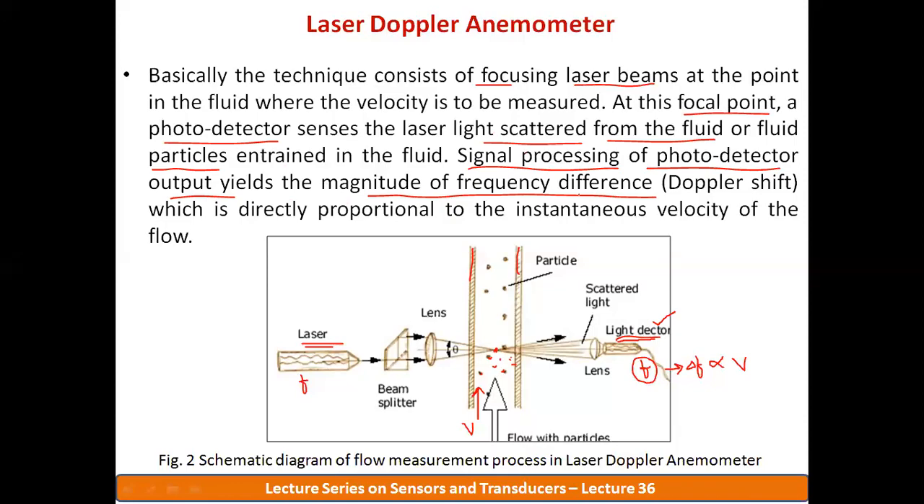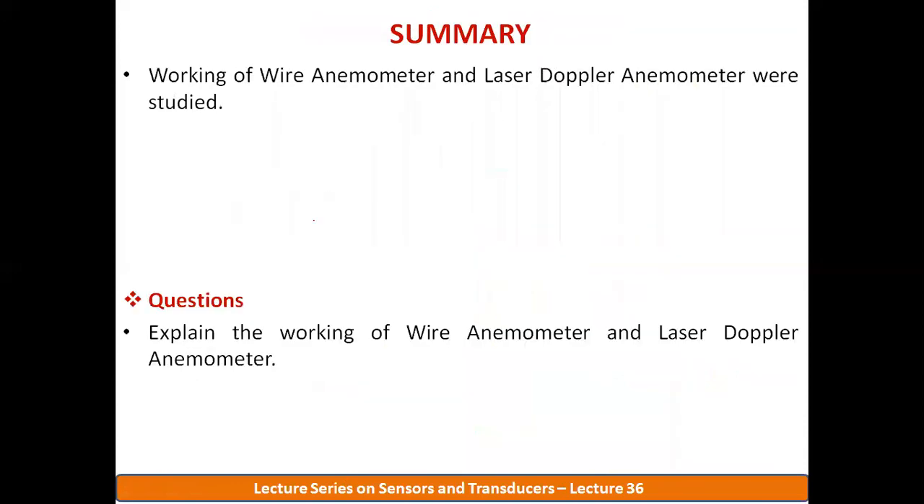So this frequency difference itself is called Doppler shift. This frequency difference will be directly proportional to the instantaneous velocity of the flow. So in this way we are going to calculate or measure the instantaneous velocity of the fluid or the gas.